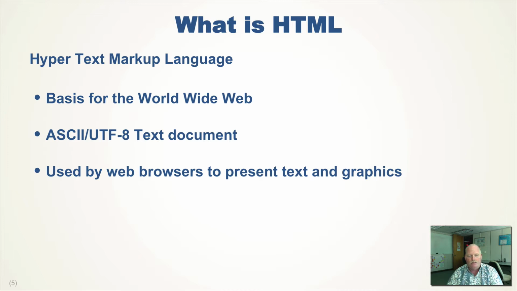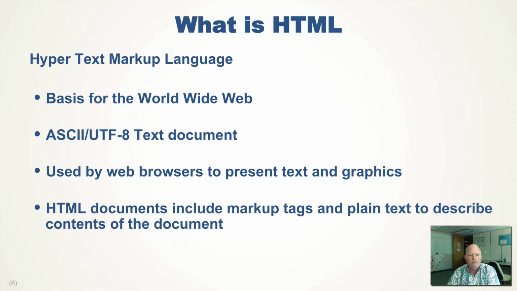So the web browser gets this HTML document, parses the document, and then renders the document, making the beautiful web pages that we all see. HTML documents include markup tags and plain text to describe the contents of the document. That's how the browser knows how to render an image, what font to use, what is a heading, and all these other different kinds of things, because the markup tags give context to the text in the document.